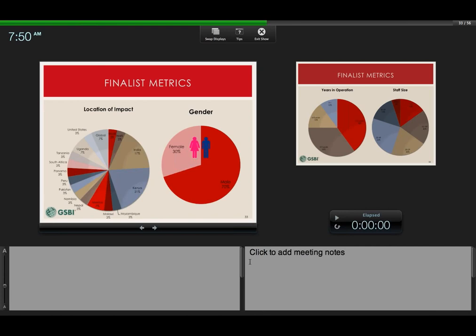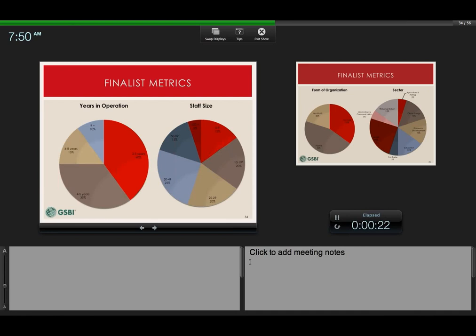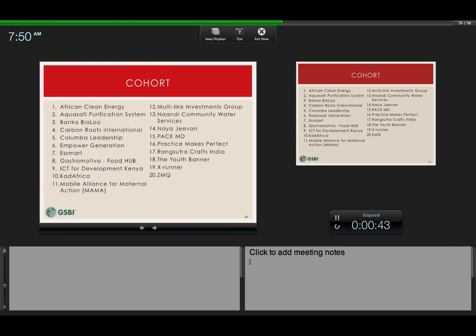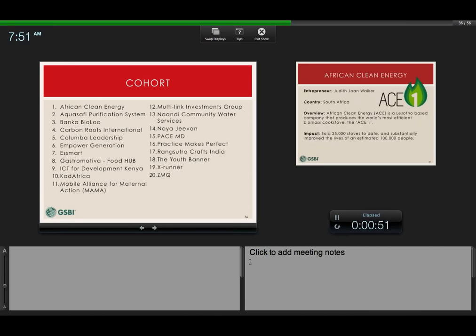We've got about 1/3 female and 2/3 male. We've got organizations that have, by and large, been in operation from 2 to 5 years, with some who've been around for significantly longer. Quite a range of staff sizes, so small teams to very, very large teams. Most are hybrids within this cohort of 20. We've got about 1/3 that are for-profit and about 1/5 that are nonprofit. Again, a wide range of sectors represented, with the majority being in health and the rest being in something else. So this is the 20 organizations.